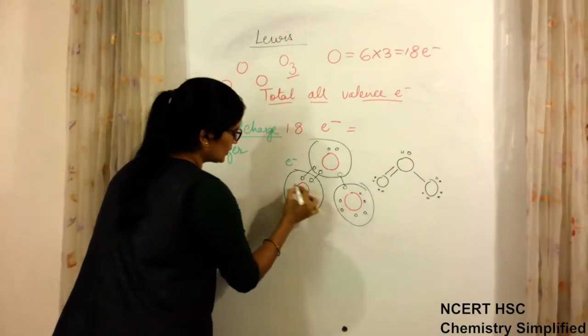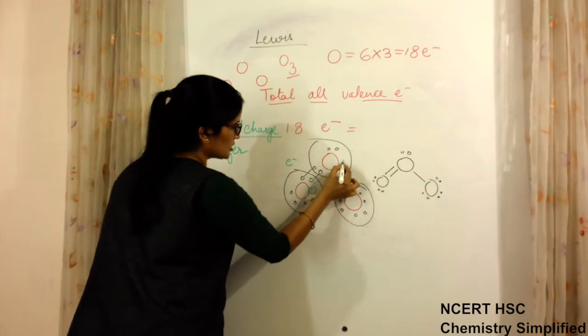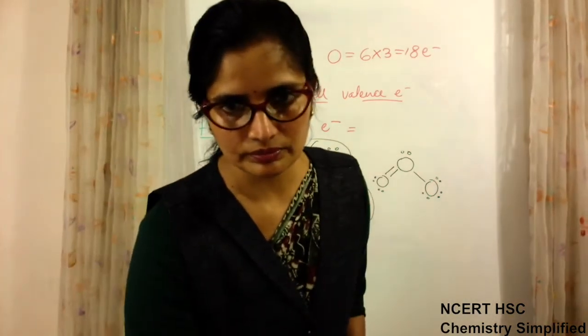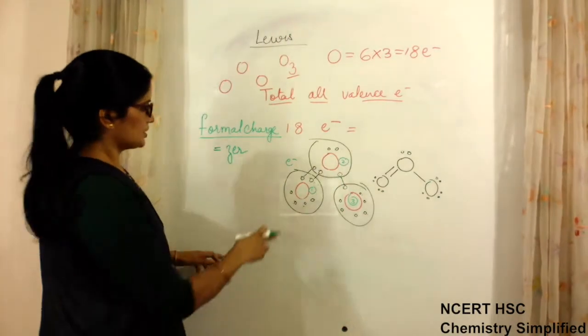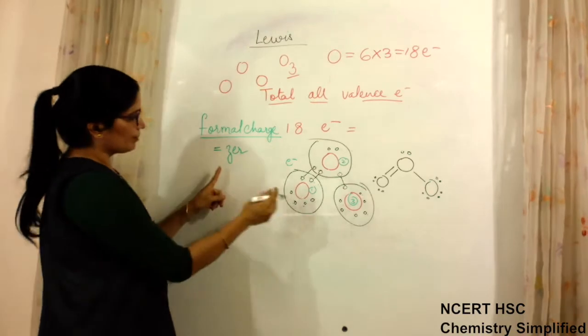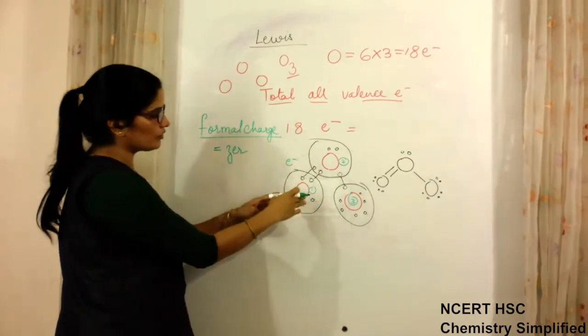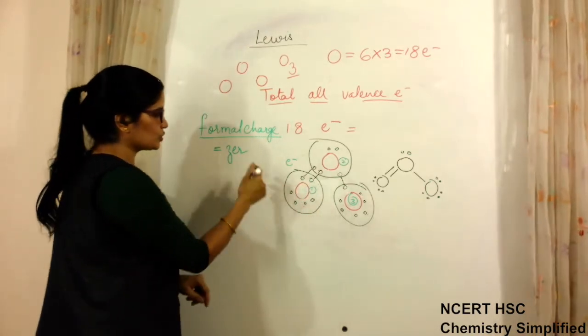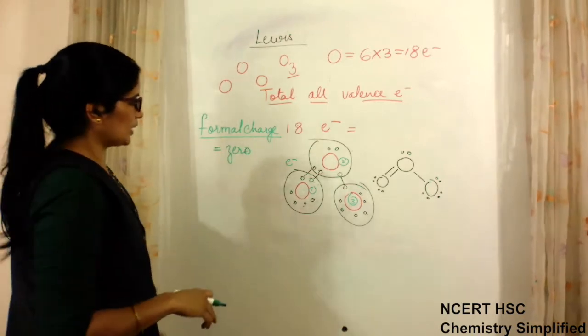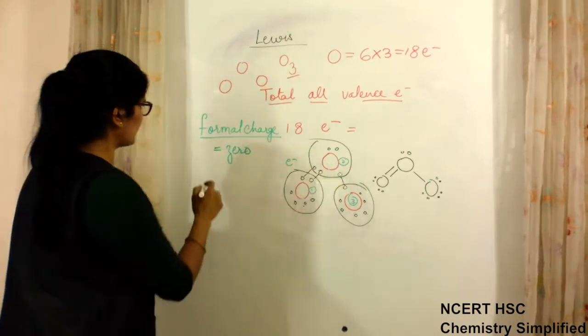Let this oxygen be 1, this is 2 and this is 3, suppose. Because it has the exact number of valence electrons it is supposed to have, its formal charge is 0. Now we come to oxygen atom number 2.